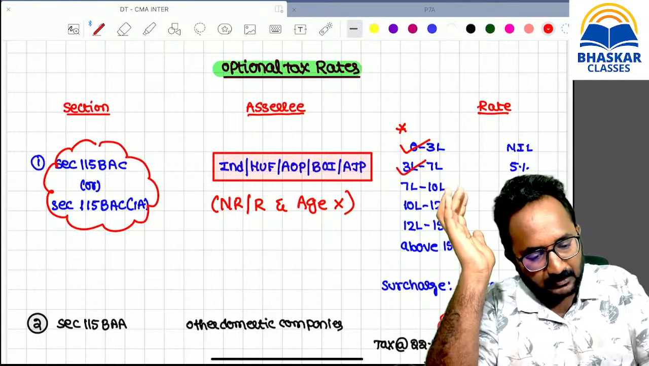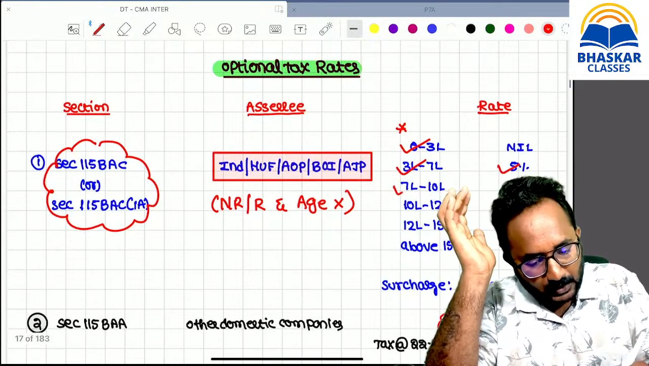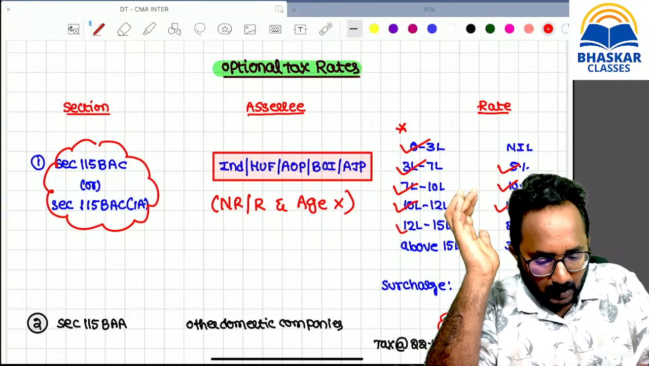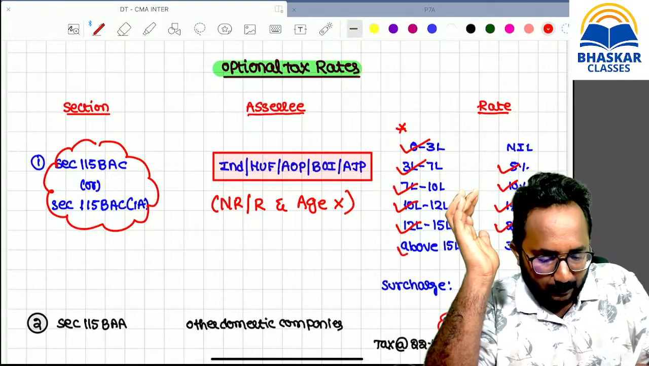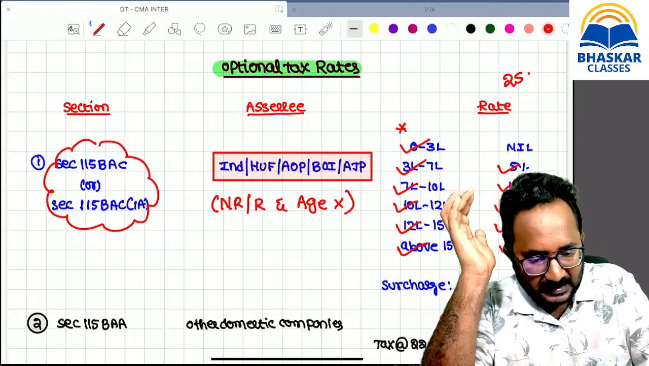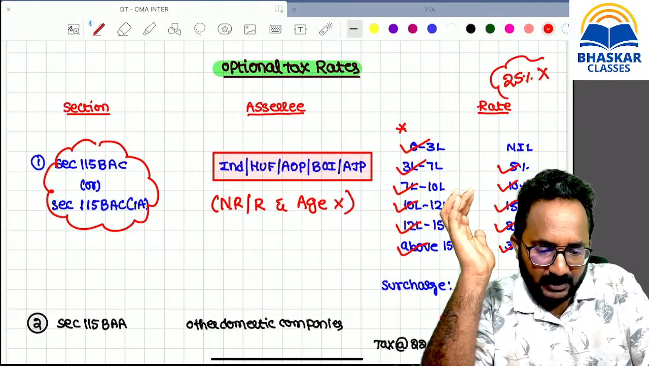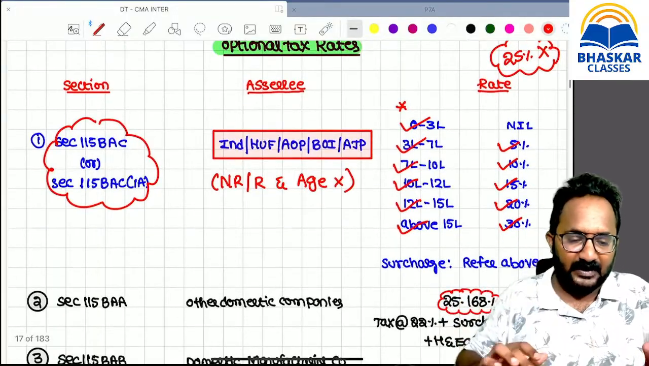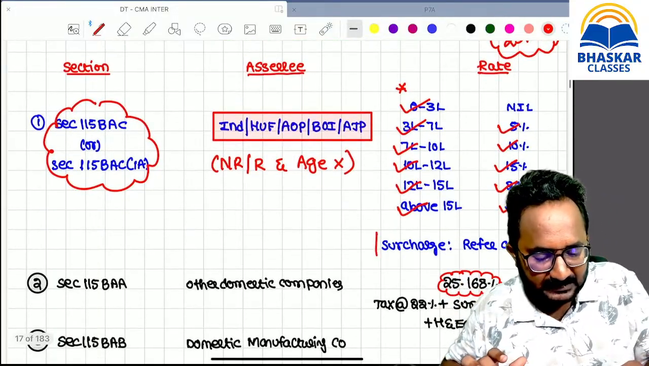3 to 7 lakh, 5%. 7 to 10 lakh, 10%. 10 to 12 lakh, 15%. 12 to 15 lakh, 20%. Above 15 lakh, 30%. Remember, there is no 25% slab here. Every slab increases, always by 5%.